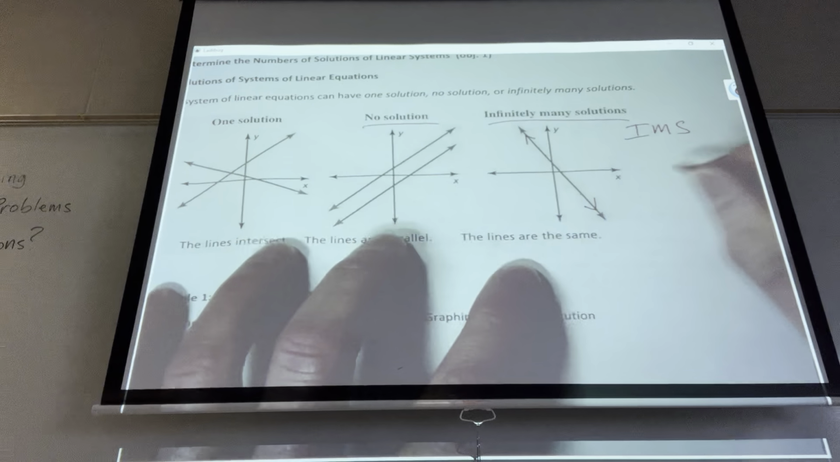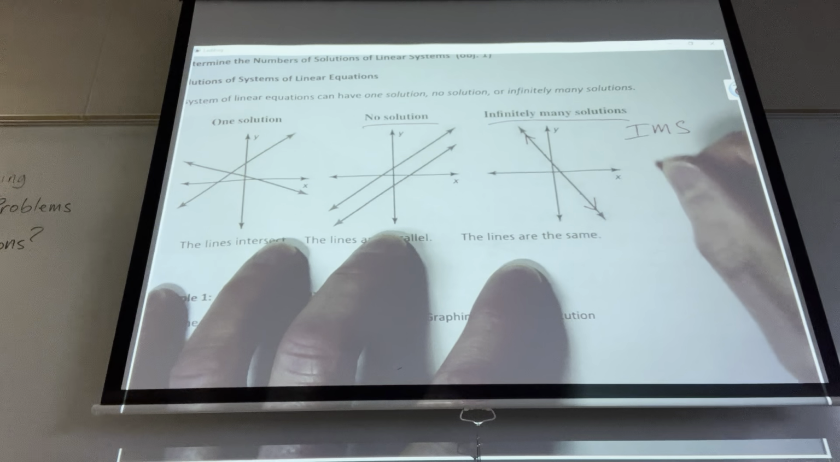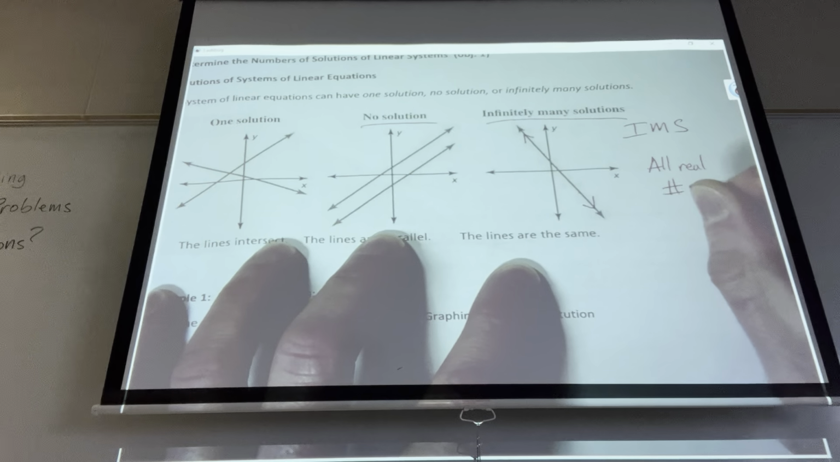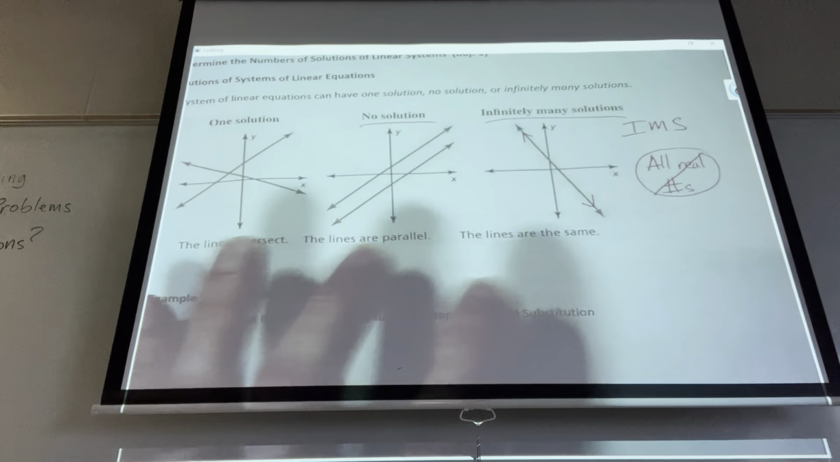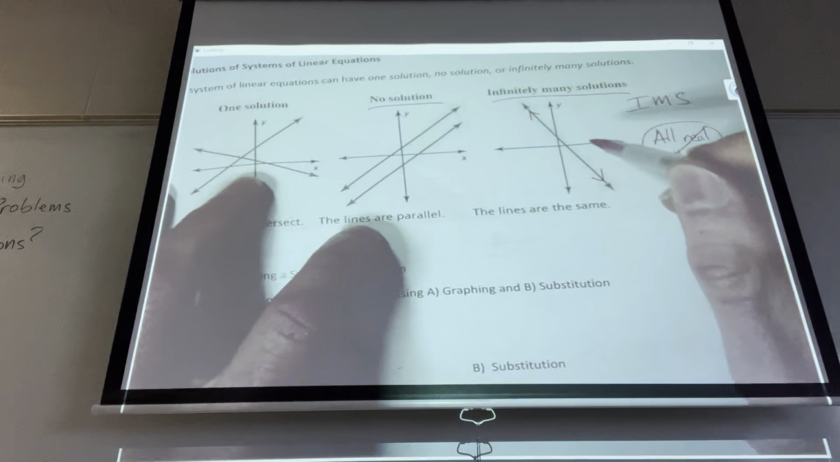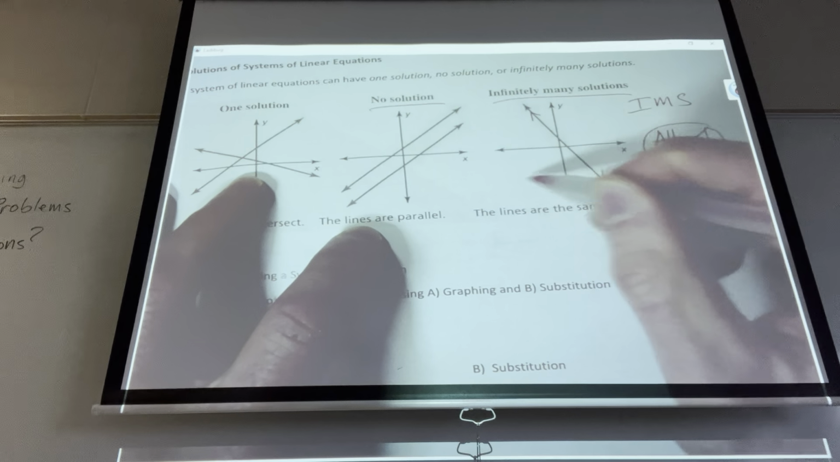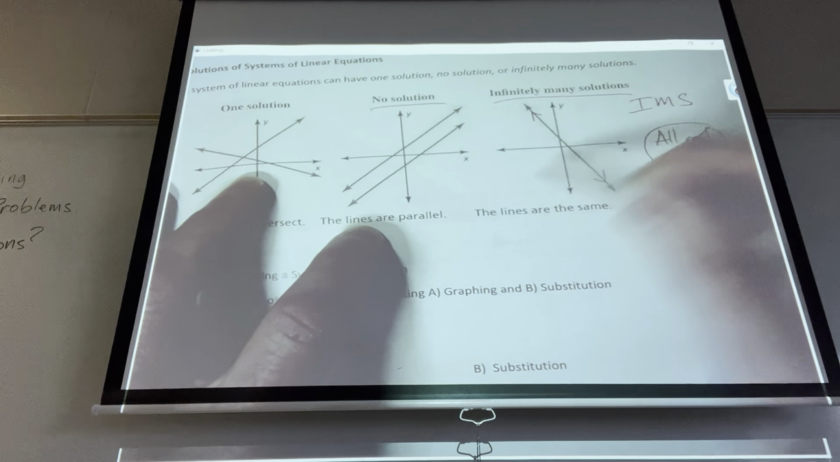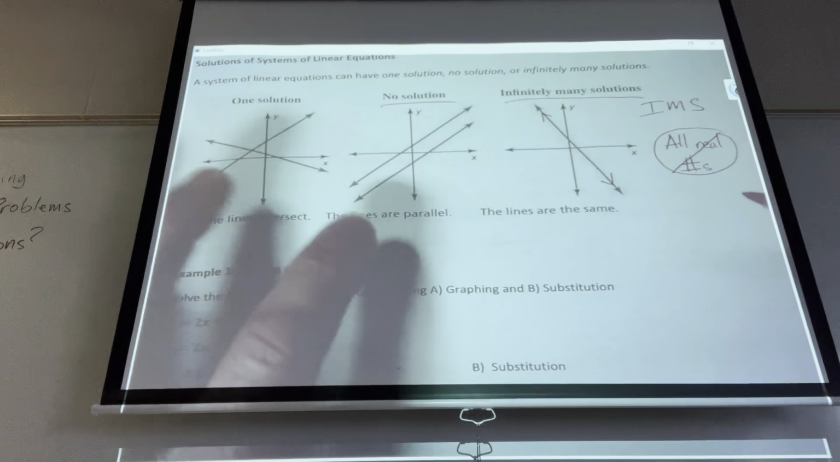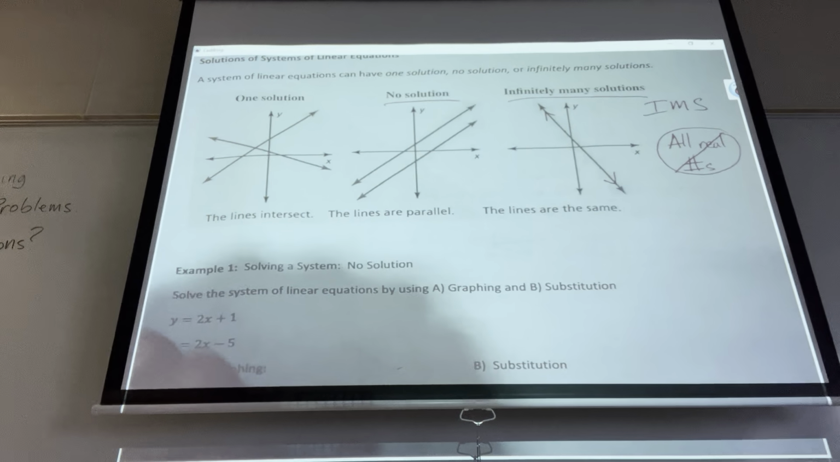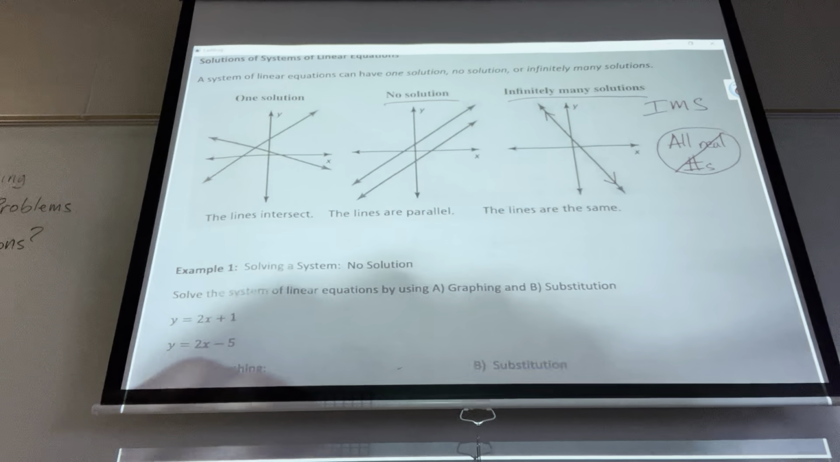Class, all real numbers is not going to be used today. Because all real numbers kind of sounds like this point would be a solution, and this point, and this point. Everything would be a solution. That's not true, is it? We're just saying there's infinitely many solutions on this line, on that line. So infinitely many solutions is what we're looking at today.